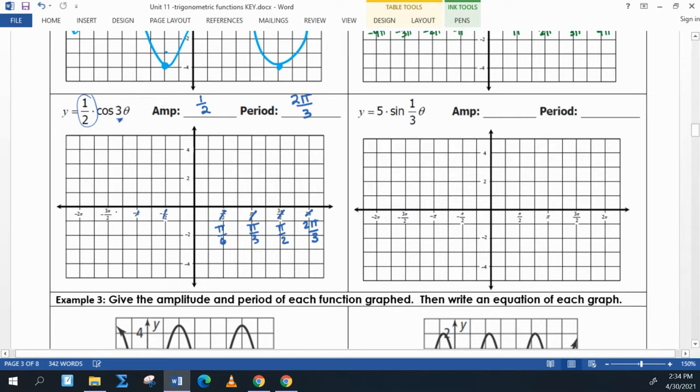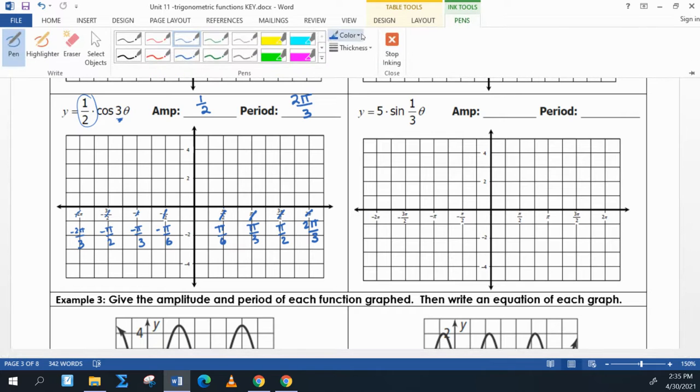Okay, so we're going to do the same thing over here. We're going to write negative pi 6. That's our first one. Then negative pi thirds. Then negative pi halves. Then negative 2 pi thirds. Right there. Okay. All right, we're ready to graph.